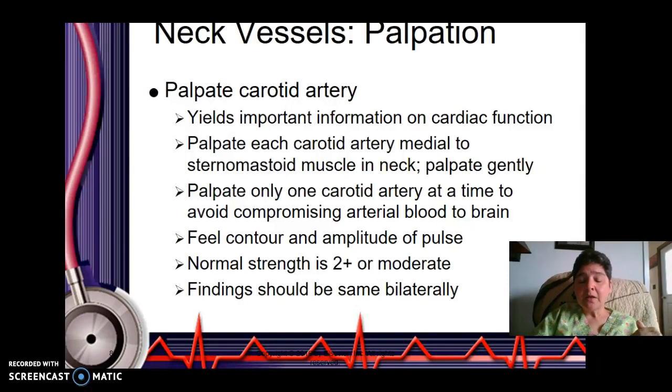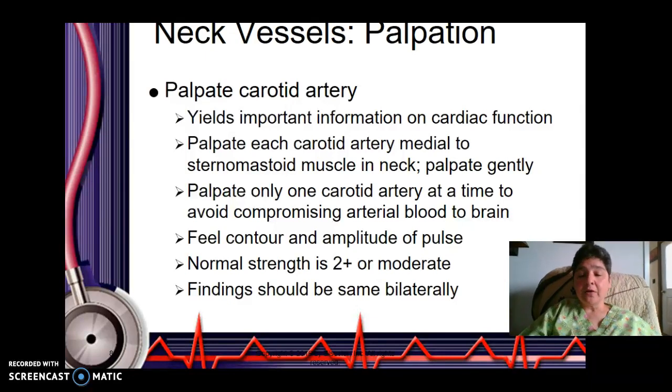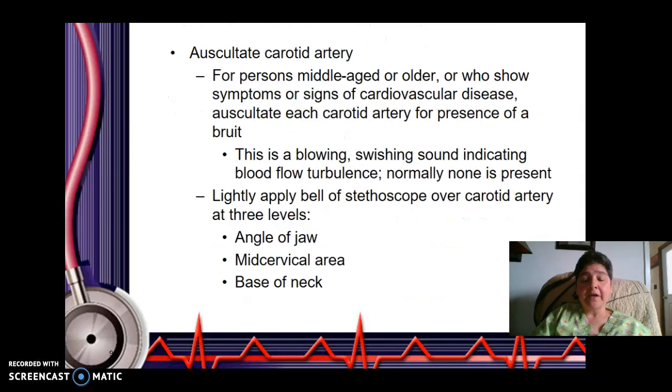So just as we've been assessing pulses in the different areas of your body, we're going to be assessing the carotid as well. And as always, the findings should be the same bilaterally. Auscultating it, we're listening to make sure that it just sounds nice and controlled. Is it that regular rhythm? When we listen to it, we're going to use the bell side of the stethoscope, and we're not going to press really hard. We're just going to press kind of lightly up against it.